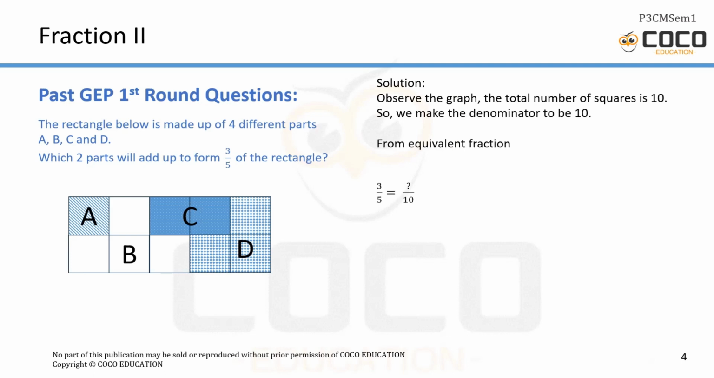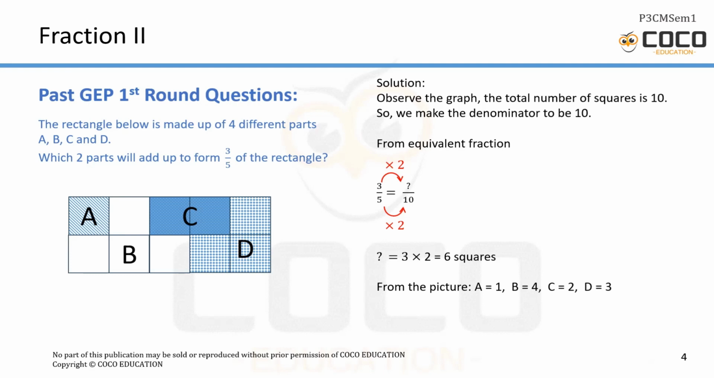So what over 10? We know that 5 turned to 10, right? The denominator from 5 turned to 10, so it's multiplied by 2. So the numerator is also multiplied by 2. So 3 multiplied by 2, we have 6 squares. So now you check which 2 parts, correct? So we count one by one. For A it is only 1 square. For B, we have 4. C, we have 2. And D, we have 3. So you choose from A, B, C, D, which 2 make 6 squares.